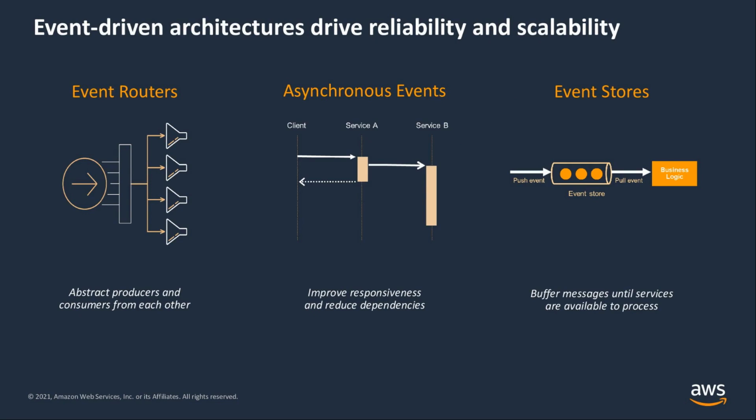All right, so let's look at how event-driven architectures drive overall reliability and scalability. When you build serverless event-driven architectures, you should think about event sources and how serverless functions can be activated. Events are asynchronous, so you don't need to wait for a response to move on to the next step. This improves resilience and reduces dependencies. One of the main components of event-driven architectures are routers that abstract producers and consumers from each other. You can publish to the router or consume from it without knowledge of other producers or consumers.